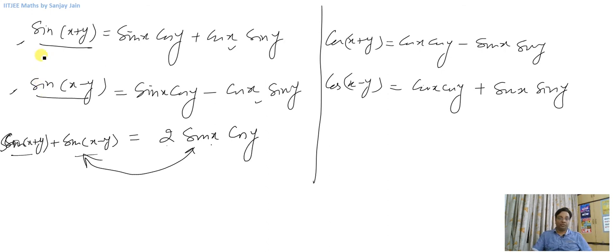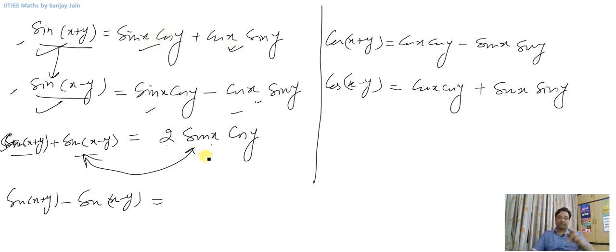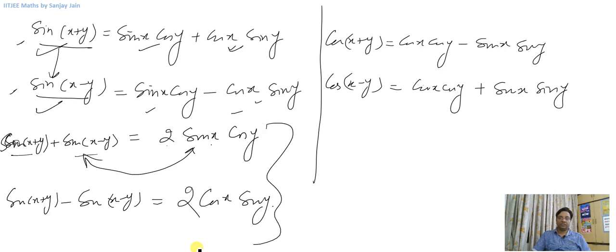So you can derive another formula by subtracting these. So you will have sin x plus y minus sin x minus y. So when you subtract, these first terms will get cancelled, and these terms will be, now this will be minus minus plus, so it will become 2 cos x sin y, right? So this is another set of formulae.